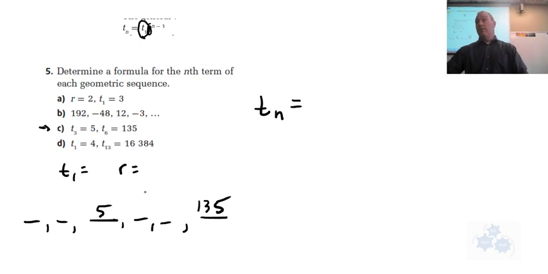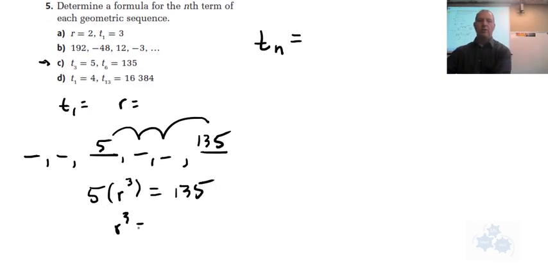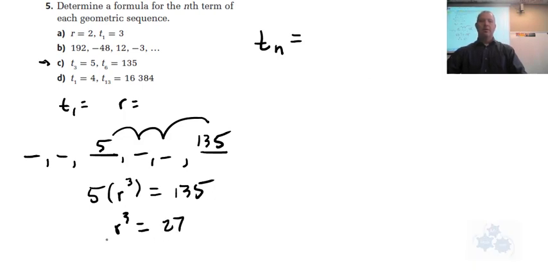So I can find out R the same way we did number 4. You can go 5 times R to the power of 1, 2, 3 has got to equal 135. So you know this is the situation with a geometric sequence, and you can solve for R. So R cubed is 135 divided by 5. So what's that going to be? 135 divided by 5 is 27. And the cube root of 27 is 3. So R is 3.